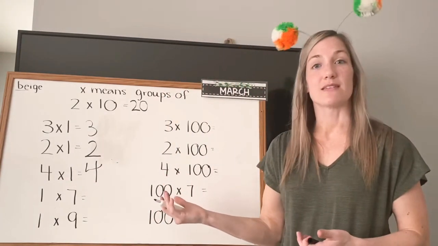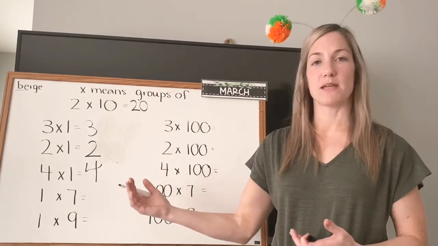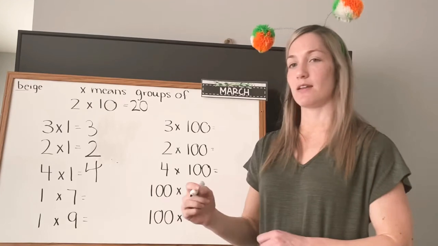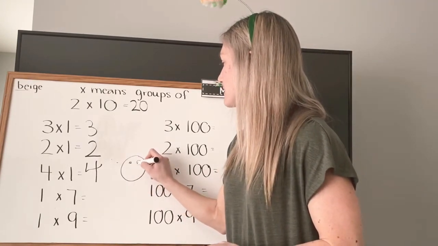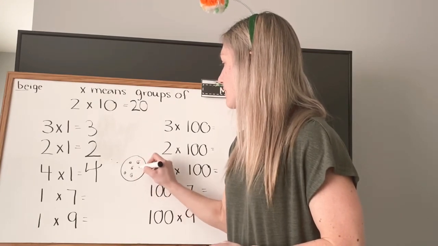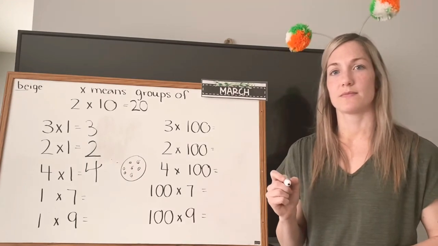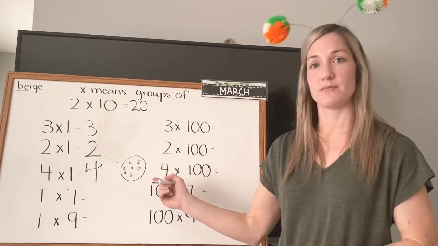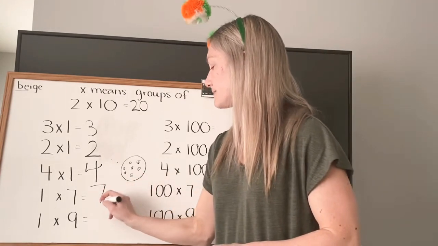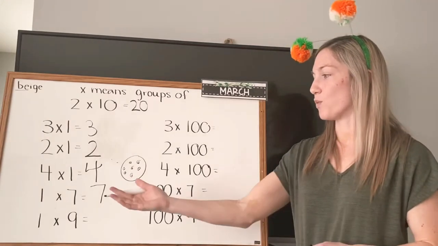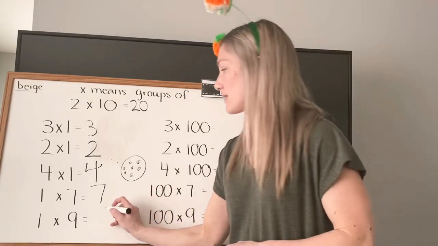We can also say this a different way. I could say I have 1 group, so 1 big group, and I have 7 in my group. So I have 1 group, and I have 7 pieces of candy in my group. How many pieces of candy do I have? I only have 1 group, and in my group is 7 pieces of candy. I have 7. I have 1 group of 9. That's right, I have 9.